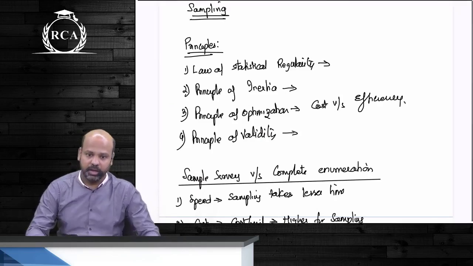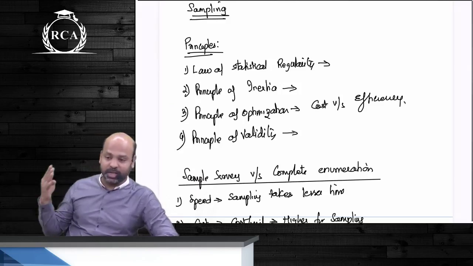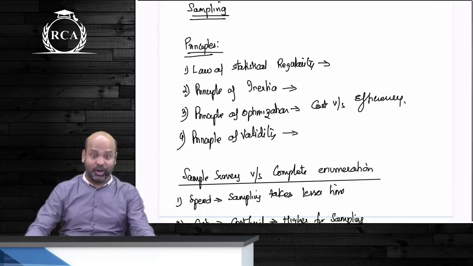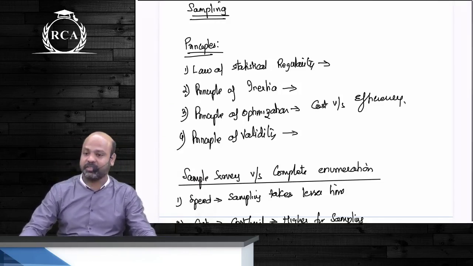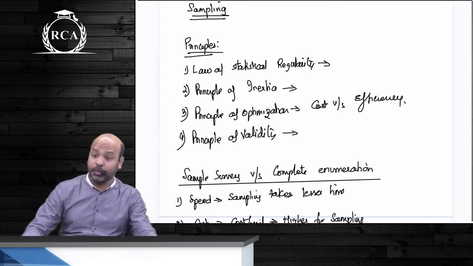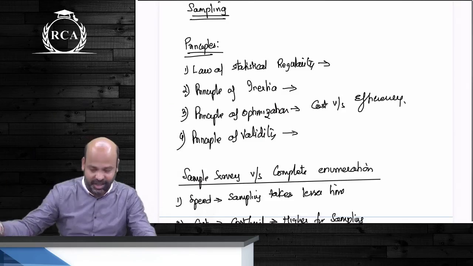Okay? There are 4 principles of sampling. Beta, if you straighten your face, you will know that there are 4 principles. The first one, guys, is law of statistical regularity. Law of statistical regularity states, guys, that if you draw a fairly large sample randomly, then it would possess all the characteristics of the population on an average.